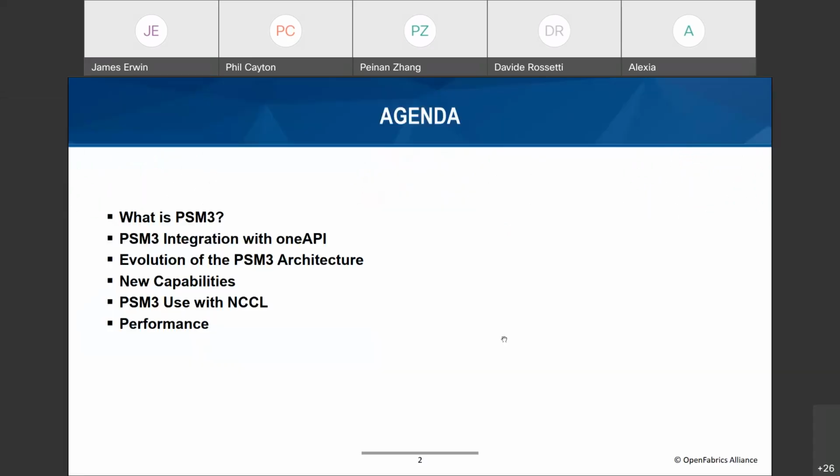A brief agenda of the talk. First, we'll start with what is PSM3. I will talk about PSM3 integration with OneAPI. I'll talk a little bit about the evolution of the PSM3 architecture and then talk about the new capabilities that exist in PSM3 since our talk last year. I'll have a slide that shows the use of PSM3 with NCCL and an AI training benchmark therein. And then wrap up with some slides showing the performance of PSM3 for the features that we've been discussing today.